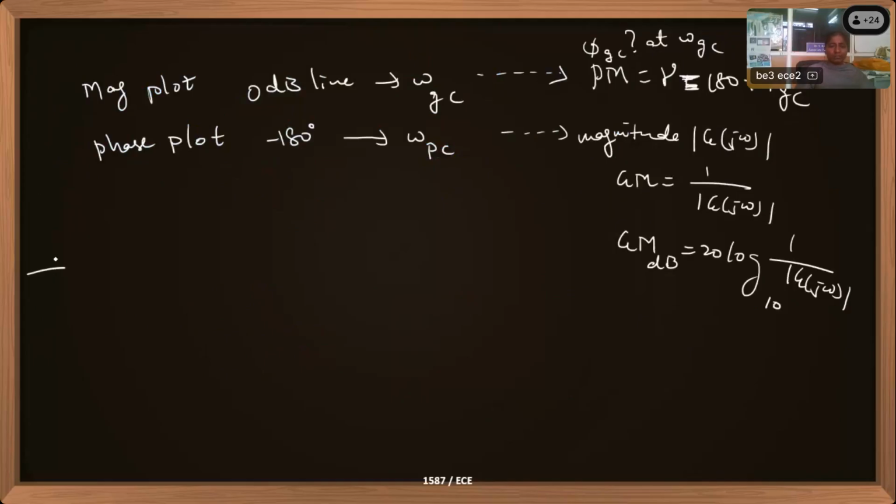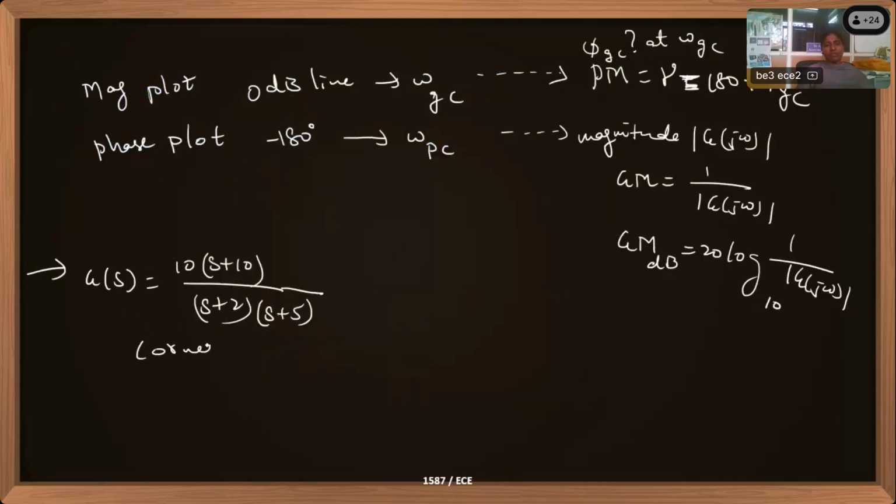They may give some G of s equal to 10 into s plus 10 divided by s plus 2 into s plus 5. Find all the corner frequencies. First you have to convert to time constant form. Then the inverse of time constant is nothing but the corner frequency. 3 corner frequencies will come, because there are 3 factors in numerator and denominator. An individual s in the denominator or numerator will not give any corner frequencies. Okay, so this is about the Bode plot.